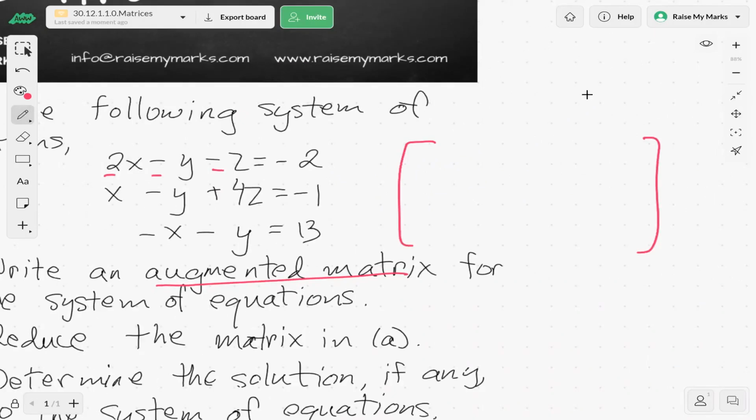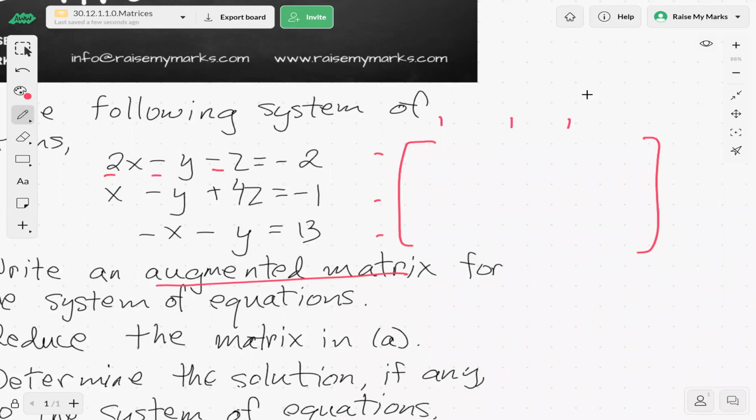An augmented matrix, so let's start with that. Let's start with making a box of numbers for the coefficients of all our variables. We have 3 equations, so we're going to have 3 rows in our box of numbers. We have 3 variables, so we're going to have, at least to start, 3 columns. So each column represents a variable, each row represents an equation.